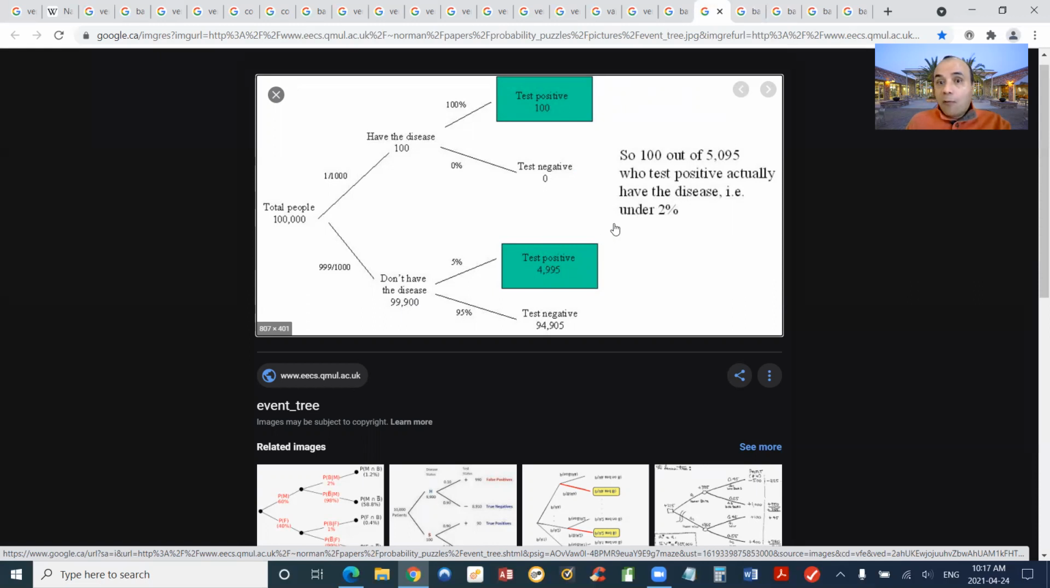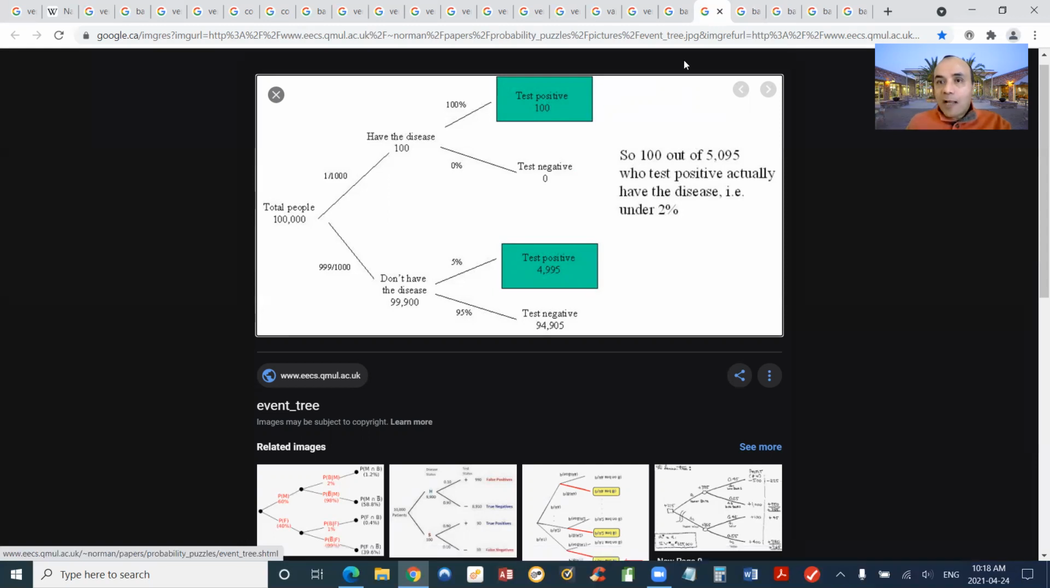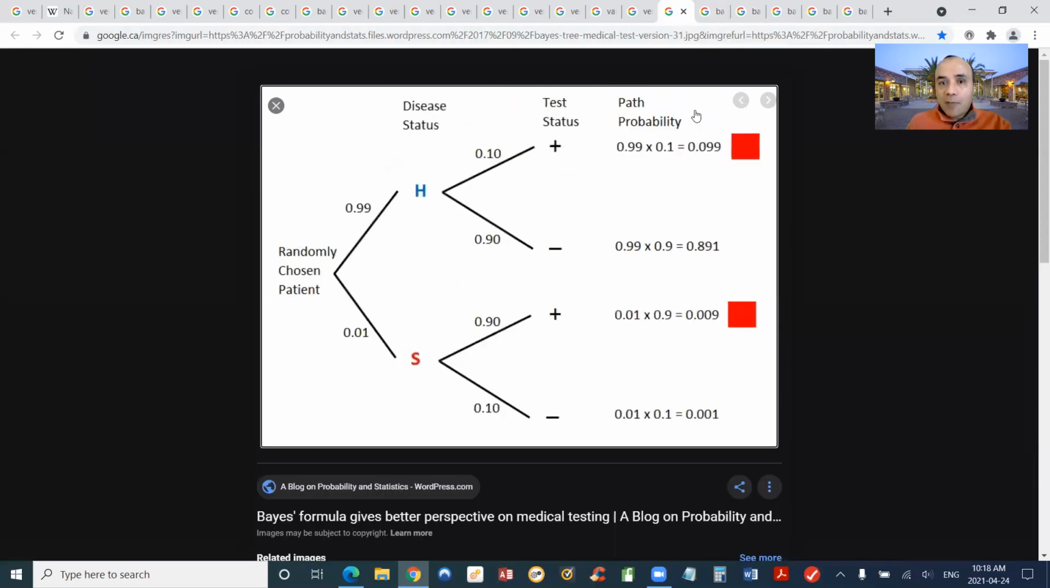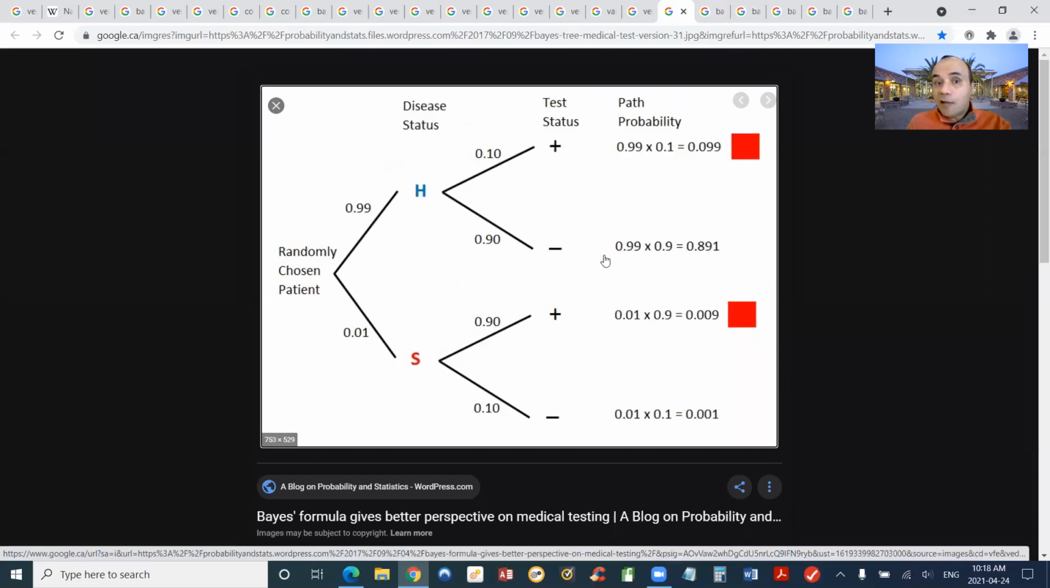99,900. Now, this is the good news, that when we have 100 and 4,995, when you add them up, that would be 5,095. Only 100 of these two who test positive are actually going to have the disease. So that's the way your brain needs to move around this basically tree-like structure.